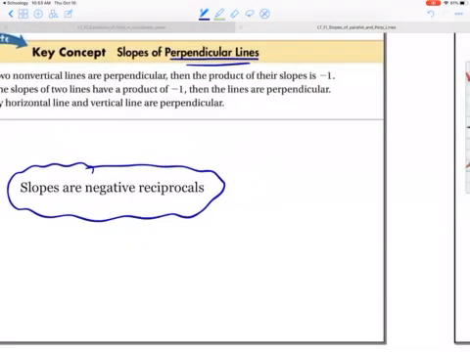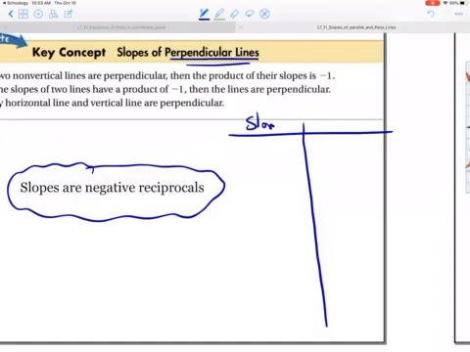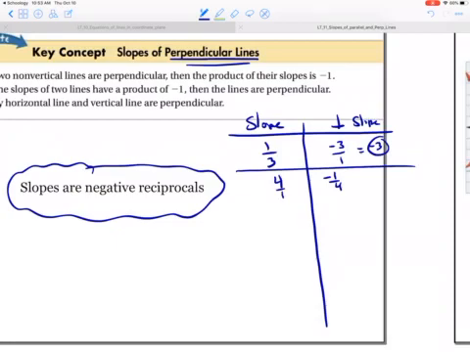So let's look at some examples here, what I mean by that. If I have a slope, and then I want to find the perpendicular slope. If my slope is 1/3, the negative reciprocal is going to be flipping this and making it negative, which is -3 over 1, which is the same as -3. If I have a slope of 4, the negative reciprocal would be -1/4, because that 4 is really 4 over 1.